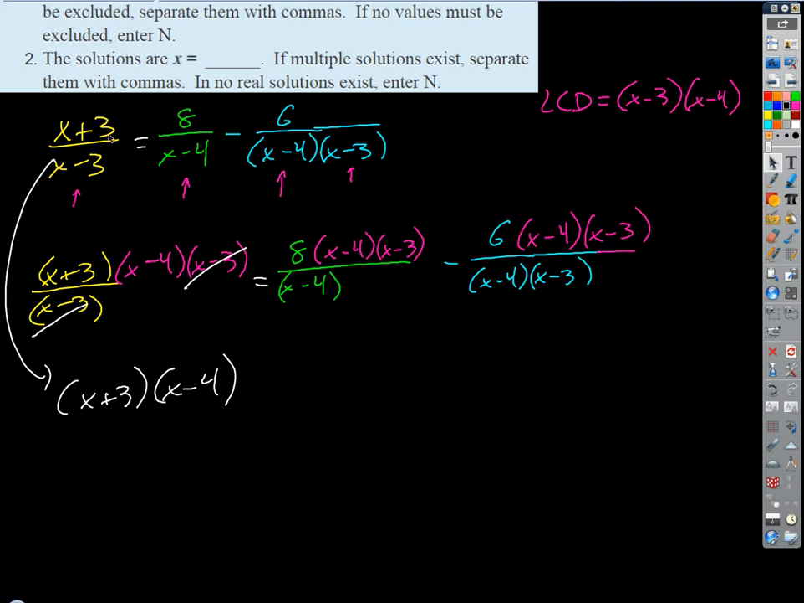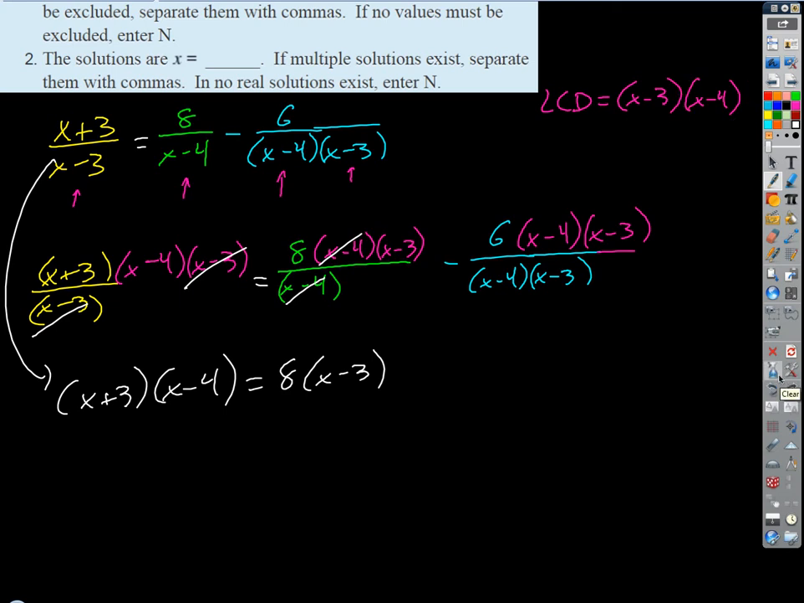Okay, what about the next fraction, the green fraction? On the green fraction, the x minus 4 is going to cancel top and bottom, leaving me with, on the top, an 8 times an x minus 3. And we could have probably predicted that also, because we see that on the bottom we started off with an x minus 4, which would have canceled the x minus 4 in the LCD, leaving us with an x minus 3 on the top.